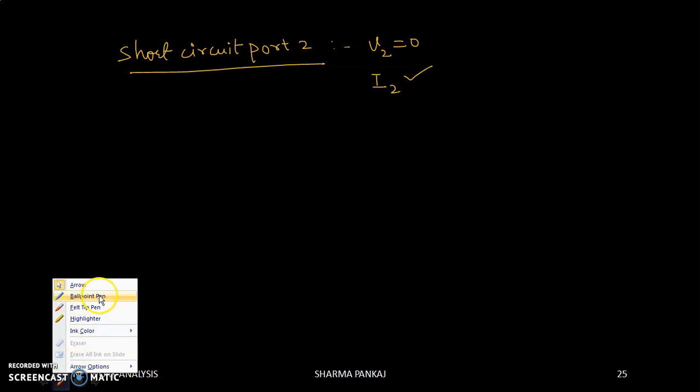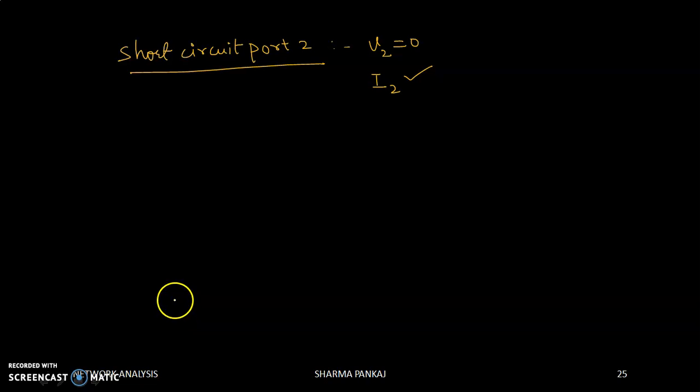Short circuit port number 2. That will give you V2 equal to 0. So the value of B dash will be V2 upon minus I1 under the condition when V1 is equal to 0. This is called transfer impedance.